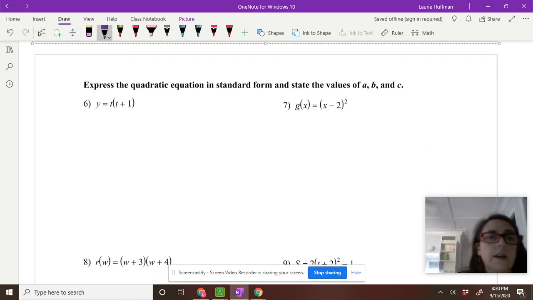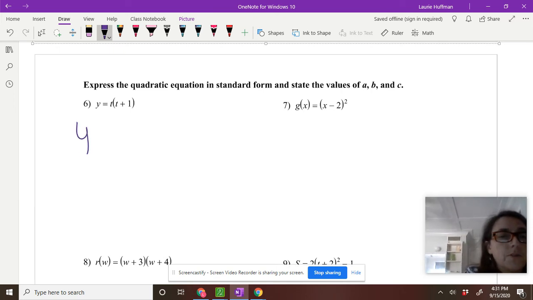Okay, so next, express the quadratic equation in standard form. Now, instead of finding A and looking at graphs, we're going to expand this out. Standard form means that everything is distributed, multiplied, and like terms are combined. The x squared term comes first, the x term comes second, and the constant term comes third. When I say x squared, I mean whatever the input variable is. So in our first problem, it's a t squared.